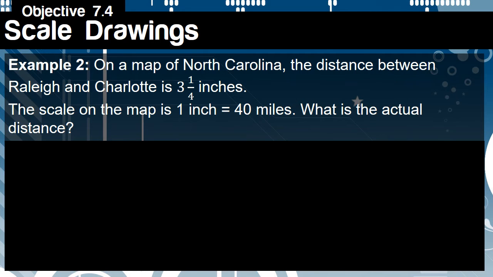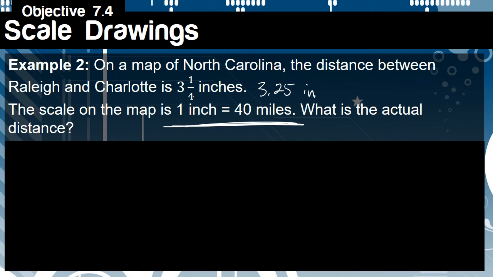So now we have example number 2. On our map of North Carolina, the distance between Raleigh and Charlotte is 3¼ inches, or we can say 3.25 inches. Obviously not real life, otherwise we'd be there just by stepping. The scale on our map is 1 inch is equal to 40 miles. What is the actual distance?